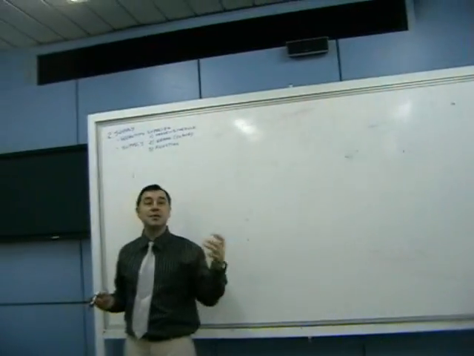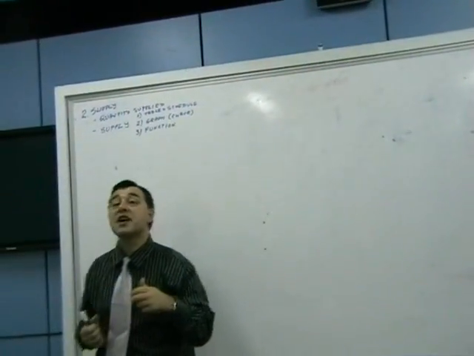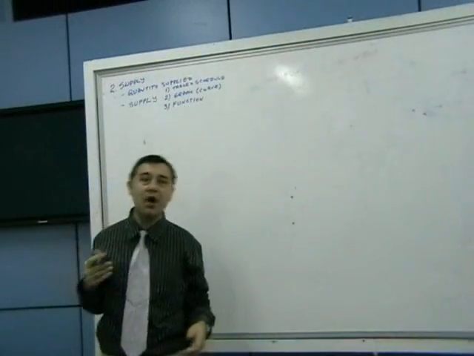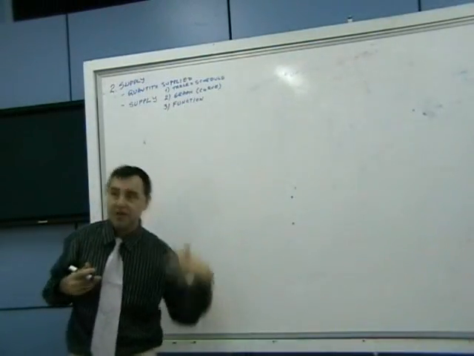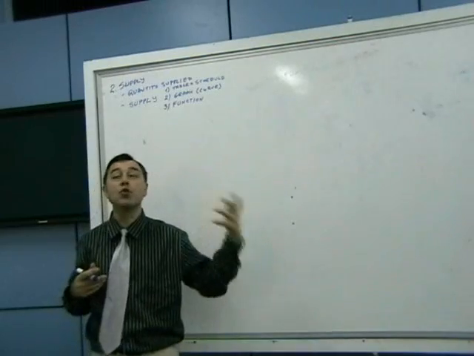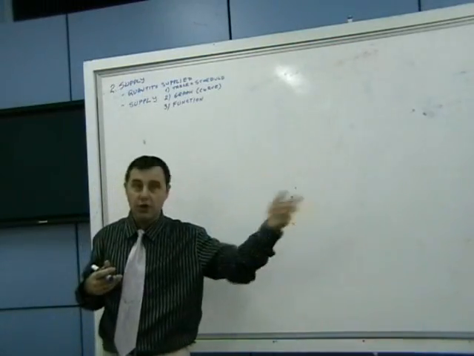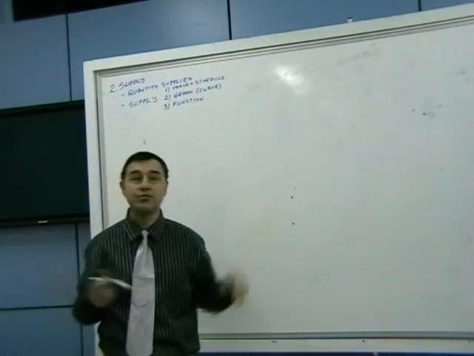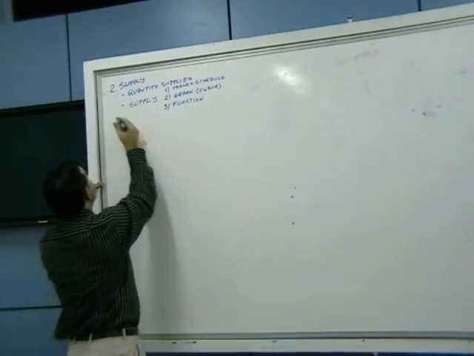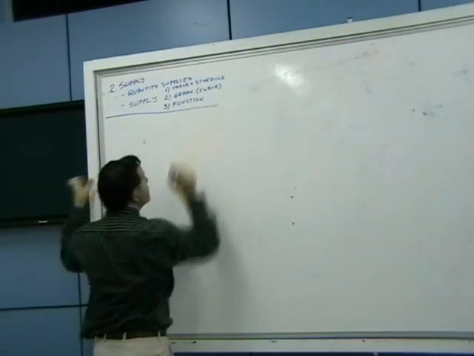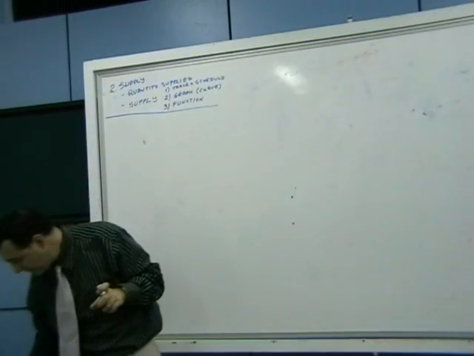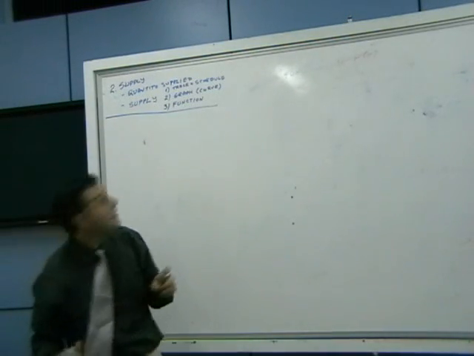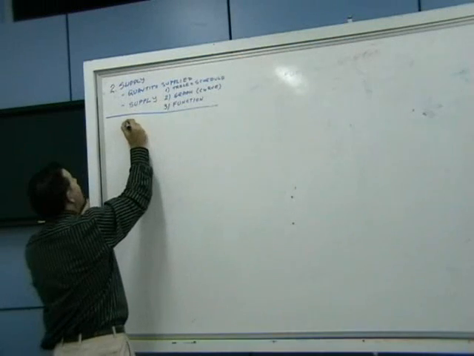So supply or supply function provides the relationship between the price of a product and the quantity which producers are willing to offer or supply on the market for sale at that price. All right, that's fairly straightforward. Quantity supplied.